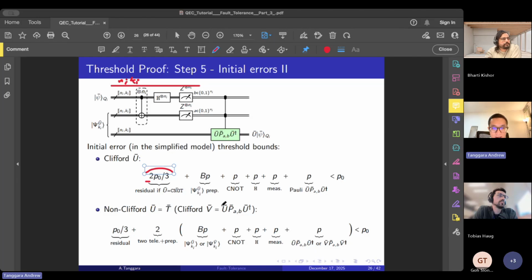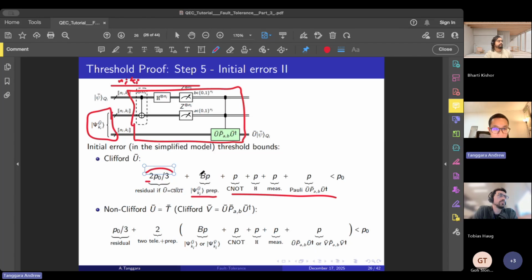So we have this first error rate, and the second one comes from error rates from preparing this ancilla. And then the rest of these are from the gates in the rest of the teleportation circuit. And that's for Clifford. But for non-Clifford, I might need to do this teleportation protocol a couple times, because if I need to do a correction here, in this green box, I need to do that again. So I have this additional factor of two in front of these five terms.